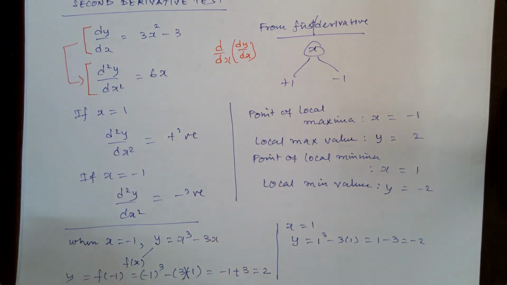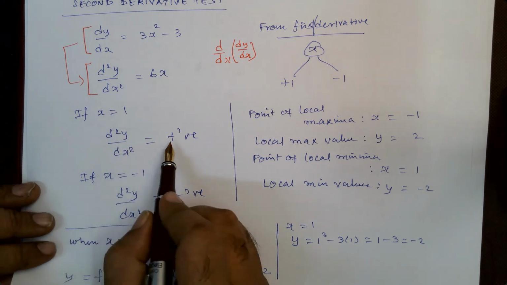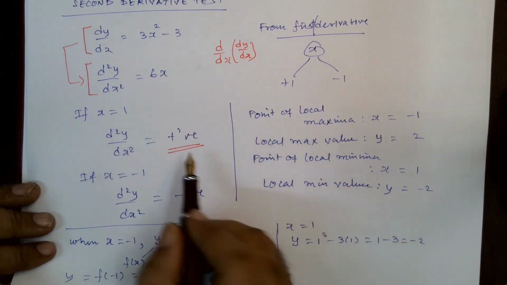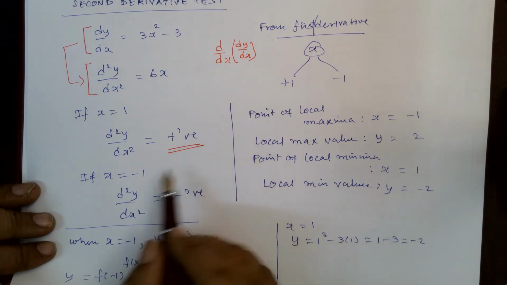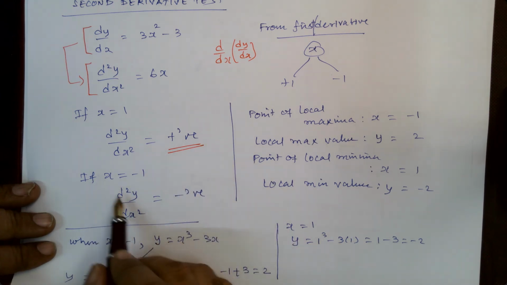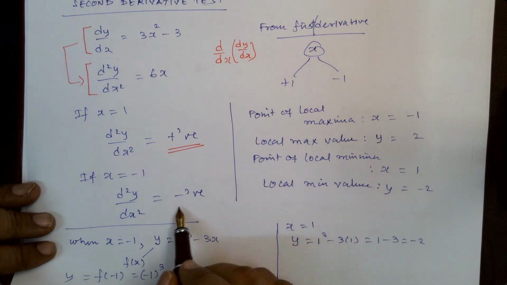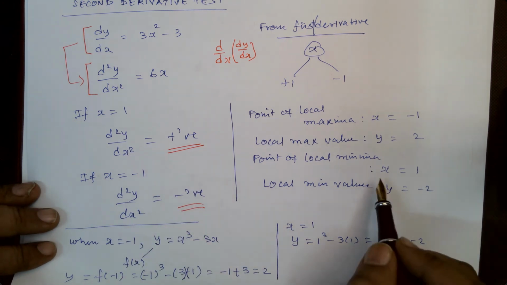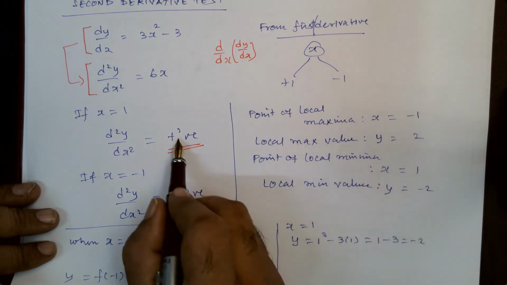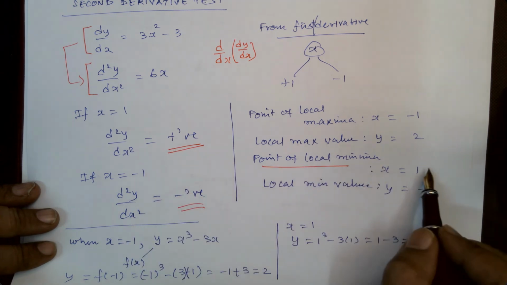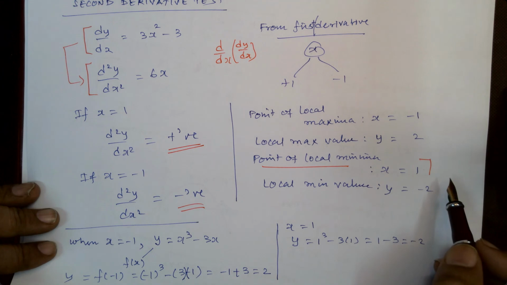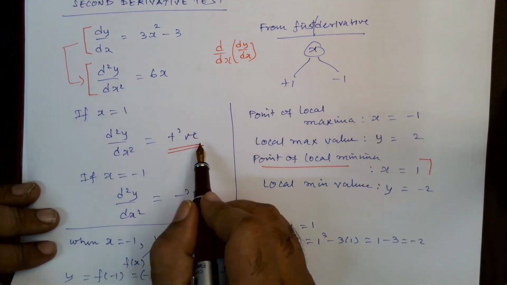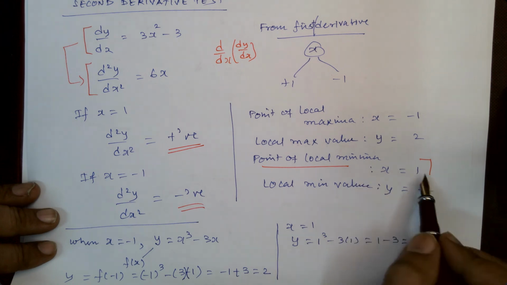Now when x is equal to 1, we can substitute the value. You get plus 6, that is a positive value. And x is equal to minus 1. When you substitute here, it becomes minus 6, that is a negative value. So it means, for the point of local maximum or minimum, it is in the opposite sense. In the second order, if you get plus, then it is called the local minimum.